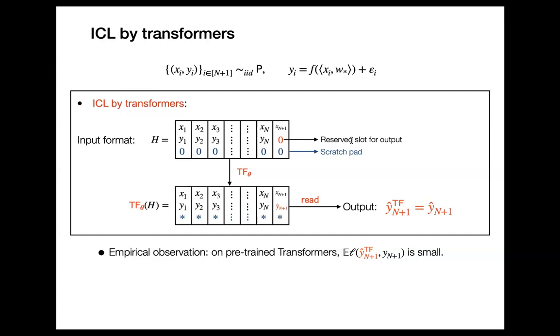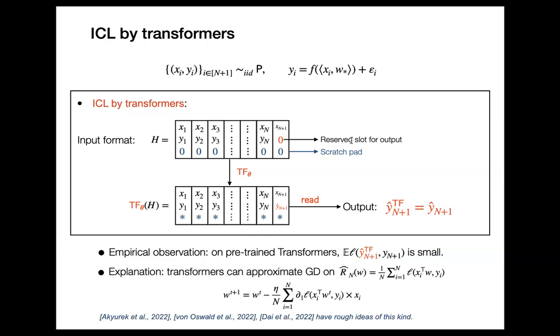Empirically we can observe this phenomenon. That means the pre-trained transformer using this meta-training approach, like inserting a bunch of these data sets and training these transformers, can, upon query of a new task, get this y hat such that the test error rate is small.